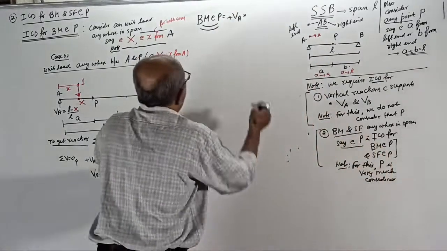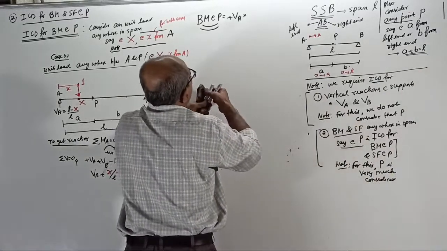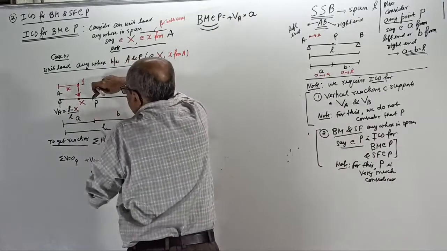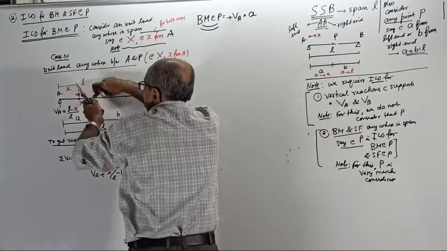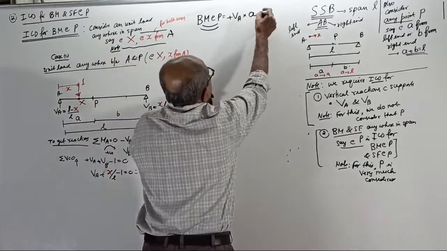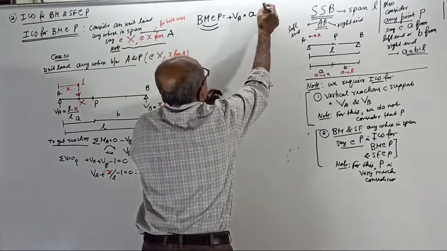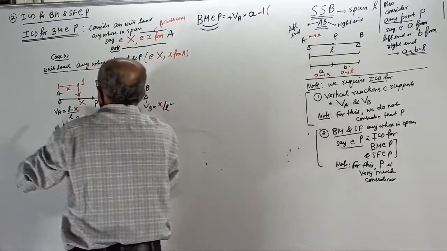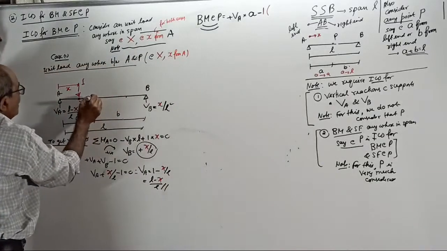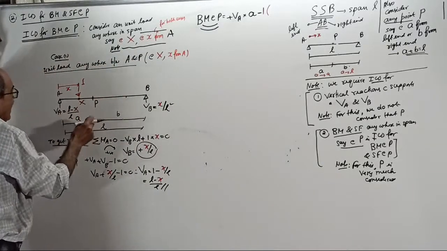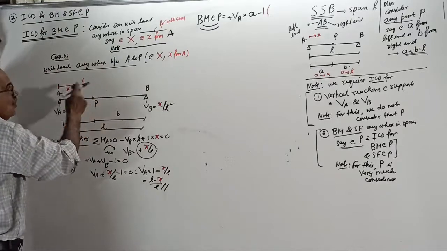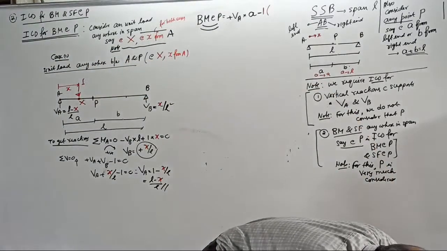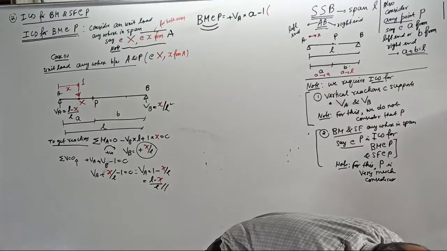VA into A. How you got ideas? VA into A, see here bending moment. VA into A minus what? 1 into, red color, 1 into how much? Minus 1 into, answer. Bending moment here I want. VA into A minus 1 into, how much? Tell the answer. Minus 1 into, see the diagram there.